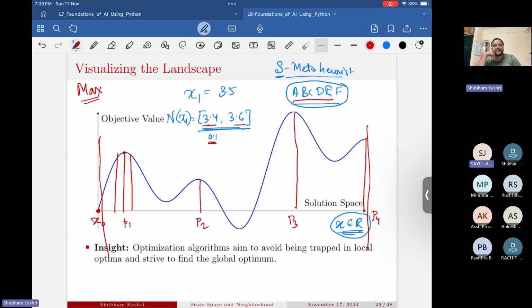Exhaustive search is expensive. In one shot, you have to calculate. Here there are an infinite number of neighbors, solutions. It is very expensive to calculate the objective function value for, suppose not infinite, 1 million points. Okay. Got it.